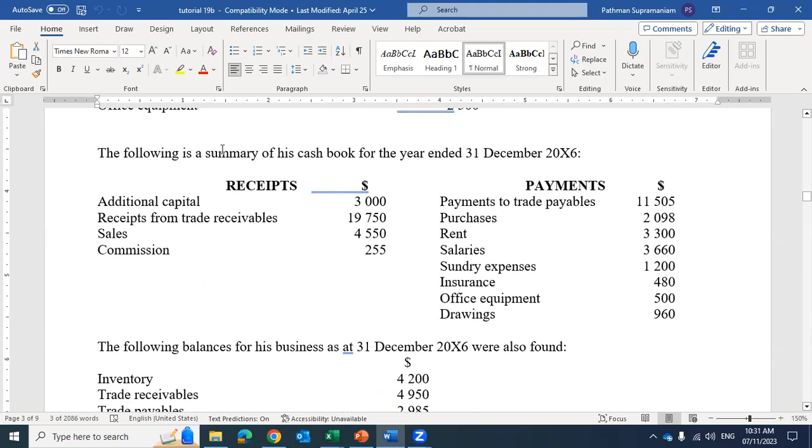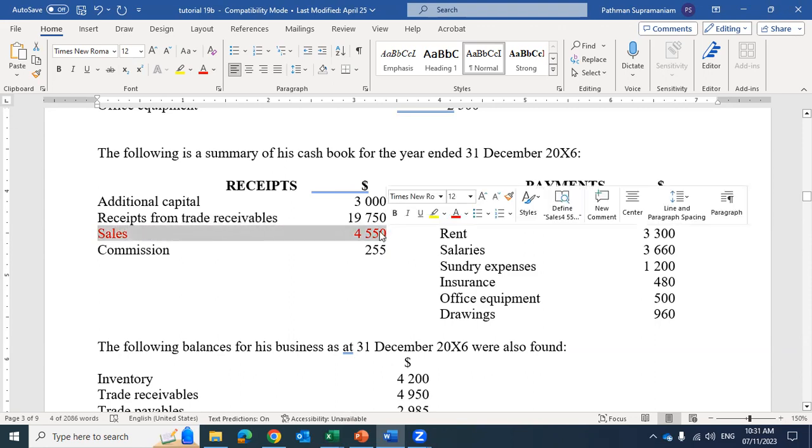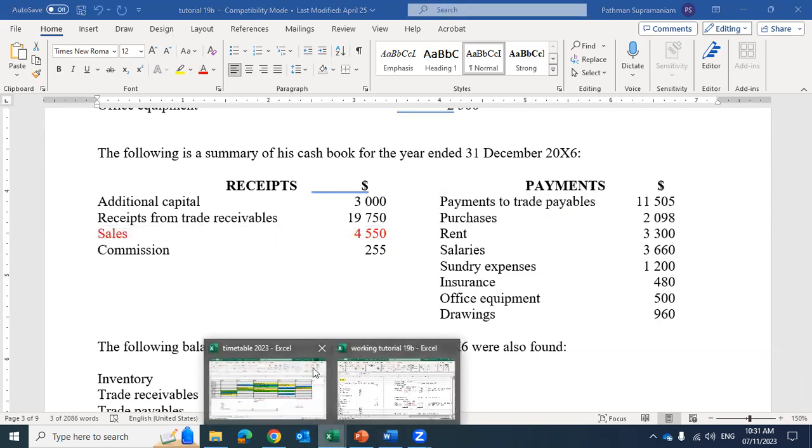And how do I get that? This is the cash book. I refer to the debit side. Straight away, this is the cash sales figure. As I said, the description must be sales, not trade receivable. If you pick trade receivable, that is not cash sales. That is the amount collected from trade receivables now for a credit sale made earlier. So that is not what you should pick. You should make sure the description is sales. Hence, we have picked up our cash sales.